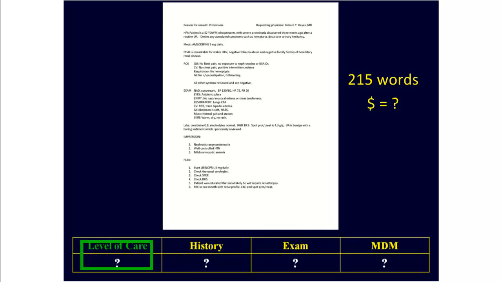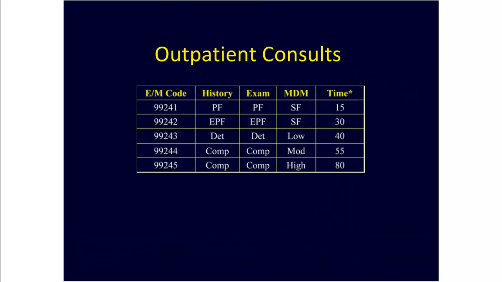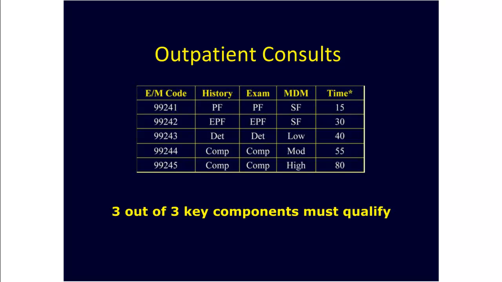This is a note for a renal consult. It contains 215 words. To figure out what it's worth, we need to determine the level of care by taking apart the history, the exam, and the medical decision-making, and plugging that information into this table, which shows the documentation requirements for outpatient consults. These encounters require 3 out of 3 qualifying key components.